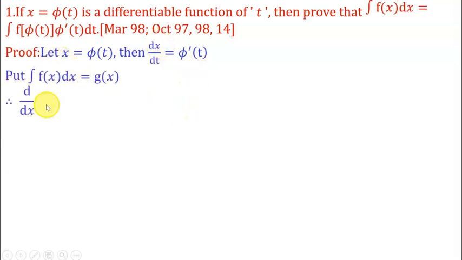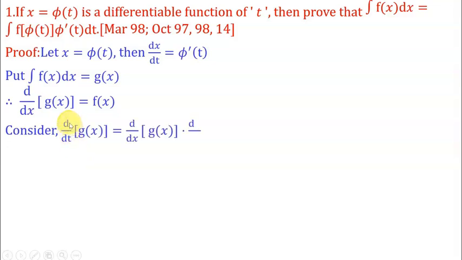Put the integral of f of x dx equal to g of x, and the derivative of g of x is f of x. Consider the derivative of g of x with respect to t, which is equal to d by dx of g of x into dx upon dt, with the help of the chain rule.